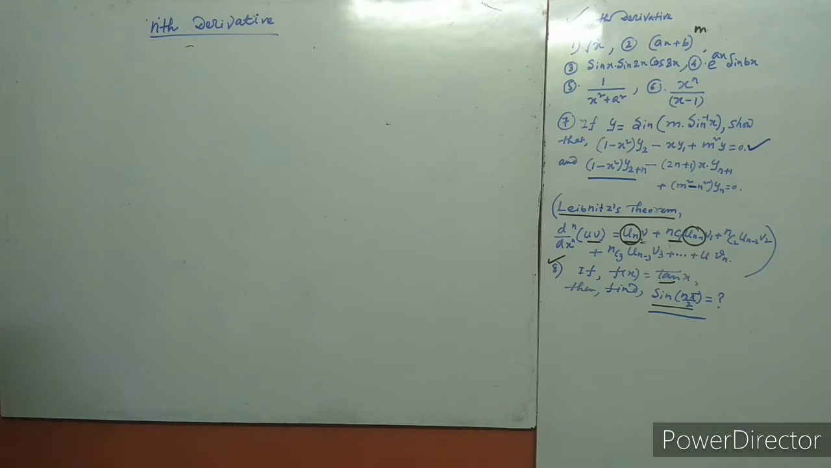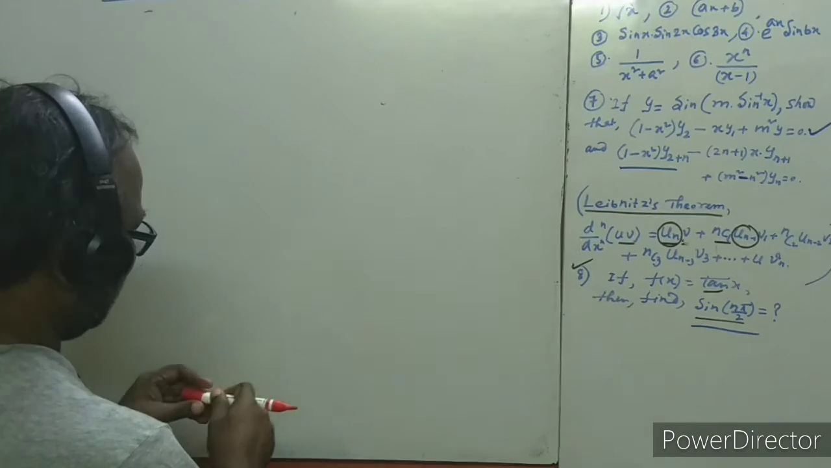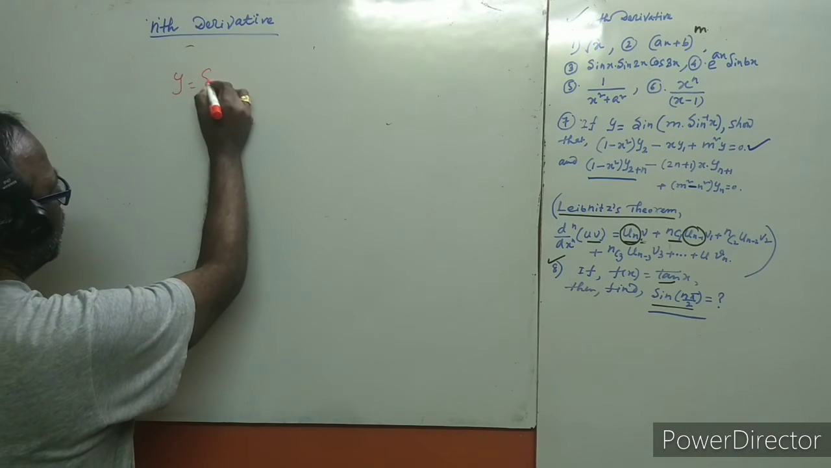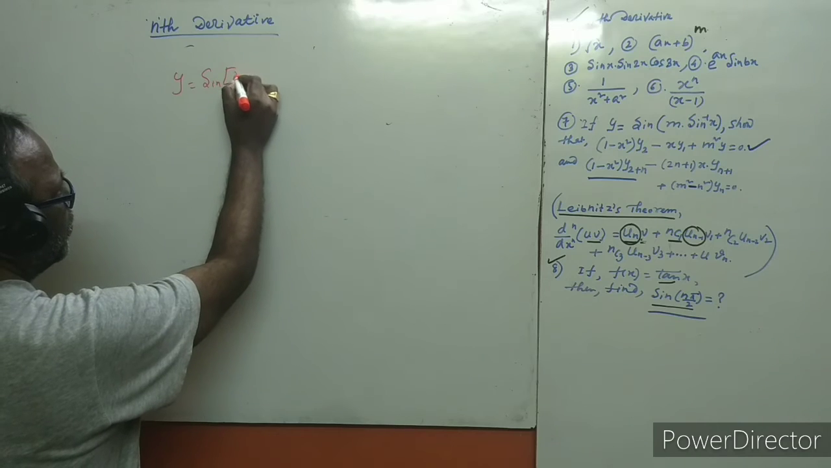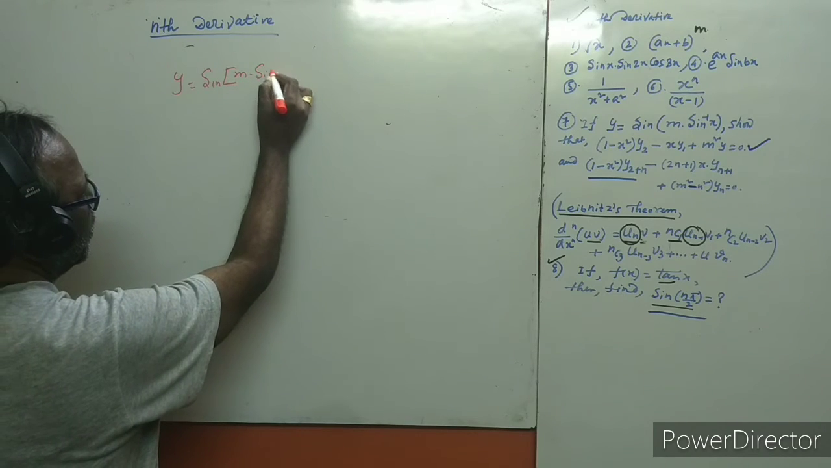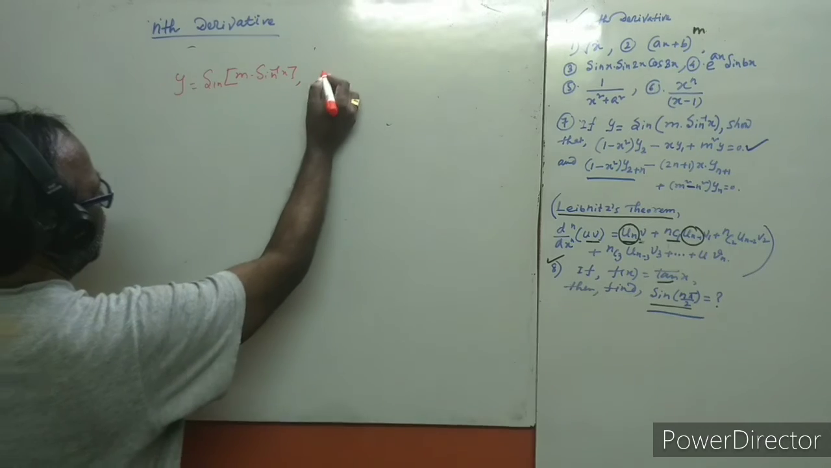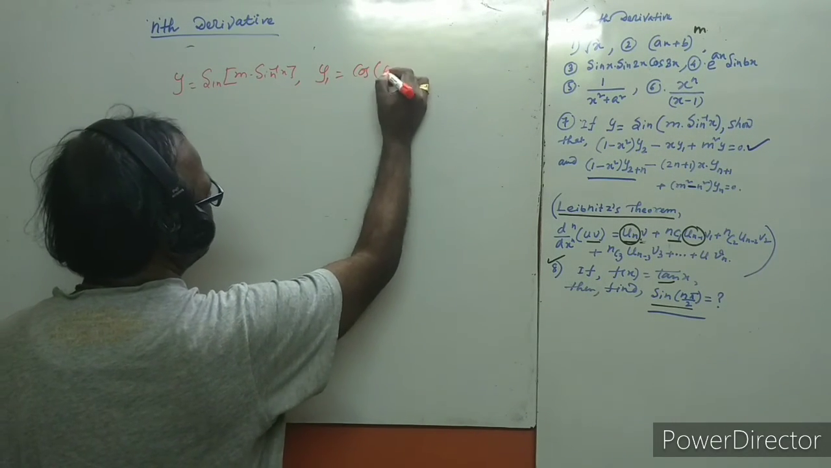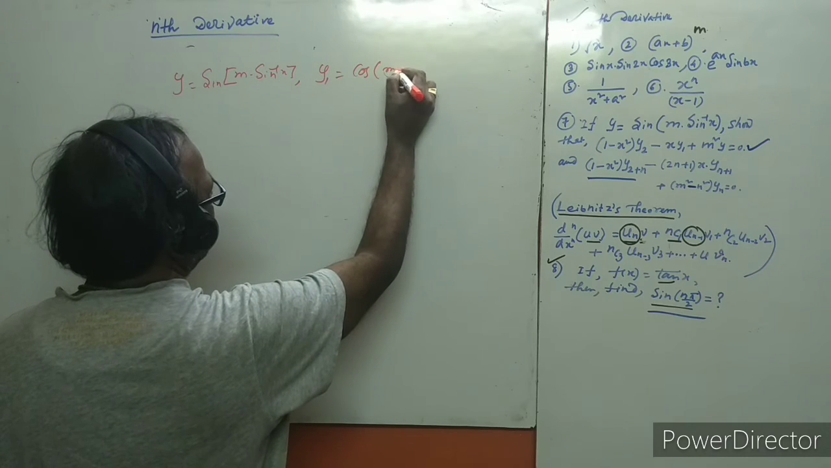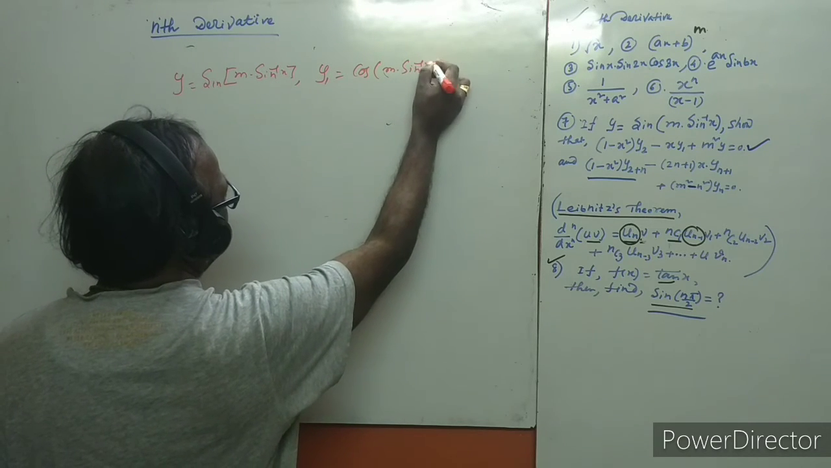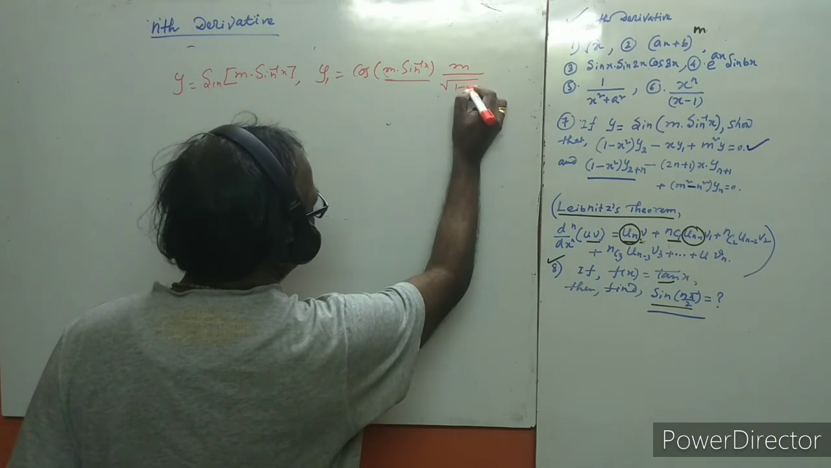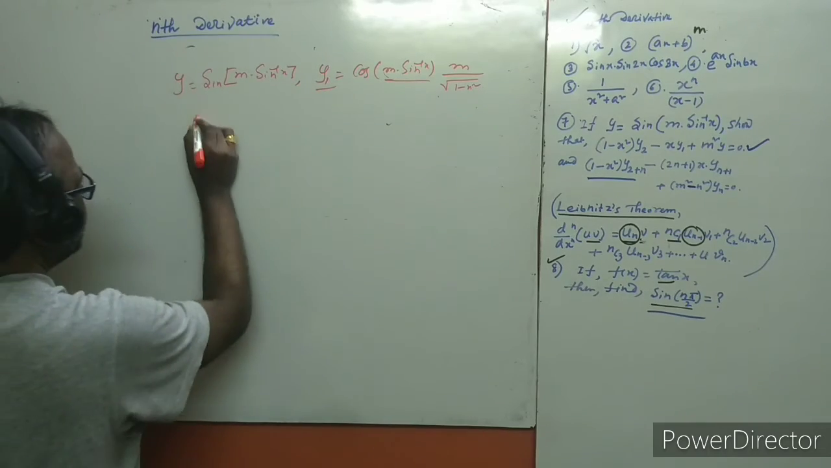See the question here, y equal to sine of m times sine inverse x. So y equal to sin(m sin⁻¹x). The first order derivative here is y1, and the derivative of sine is cos of m times sine inverse x, and again differentiate this: m by root over 1 minus x square. Okay, and squaring both sides.